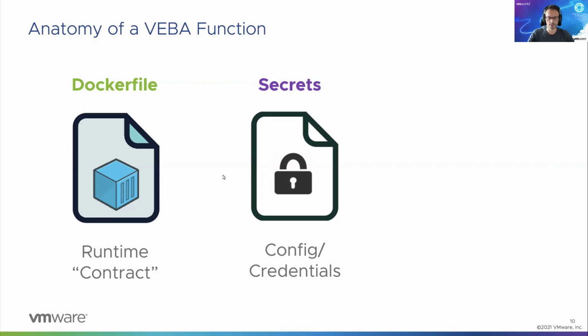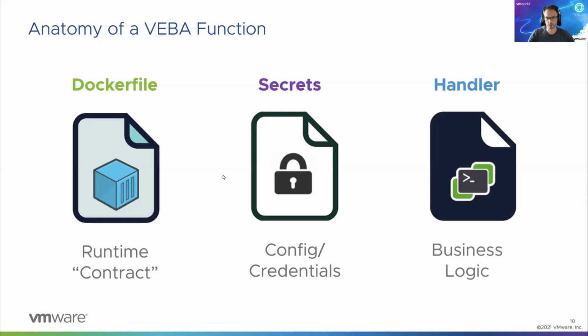And secrets internally are actually Kubernetes secrets that we store in the Kubernetes appliance inside VEBA, that you can reference and share between functions if needed. And the last one, and most importantly, is the handler, which contains your business logic. This is the place where you place your code and where you get all the goodies of VEBA that provides you with the events and information on what really has happened.